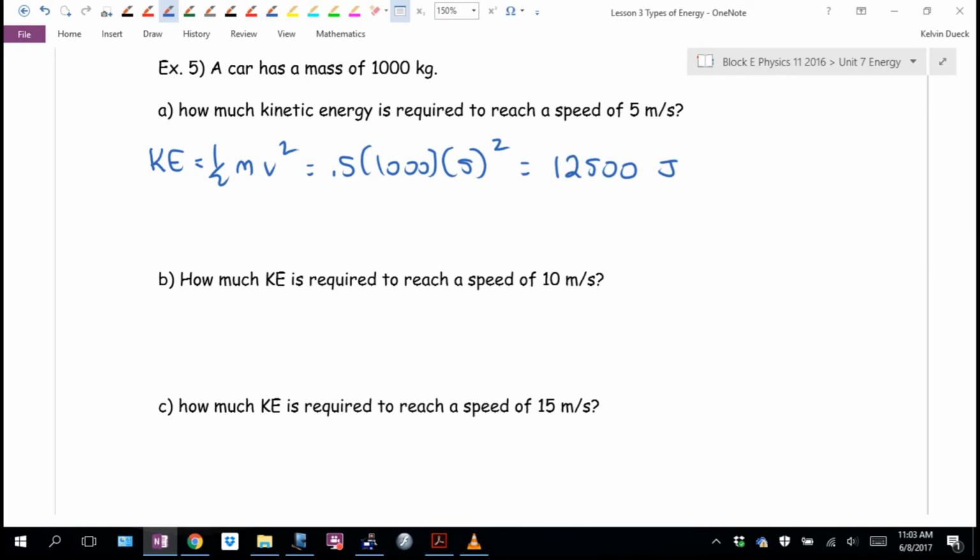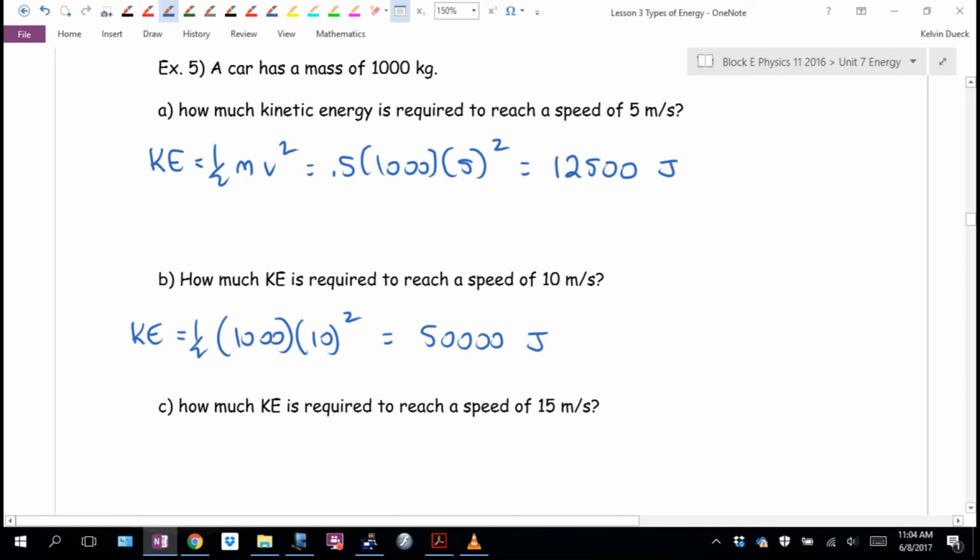Brian, how fast are we going in part B? Twice as fast? Probably twice as much energy, right? Let's crunch the numbers and see. Kinetic energy is going to be 1/2 times 1,000 times 10 squared. You get 25,000, right? Twice as fast, twice the energy, right? Or do you? What do you get? 50,000? Really? Huh.